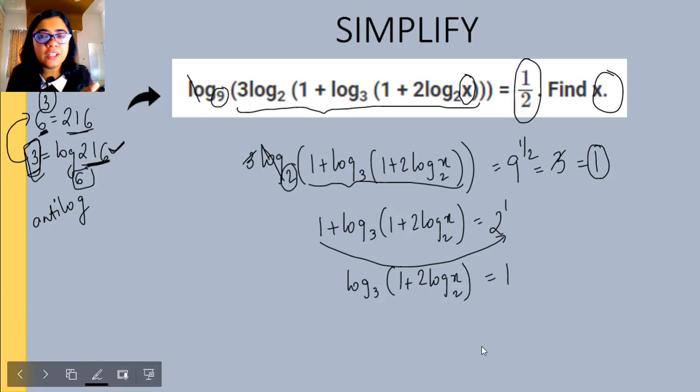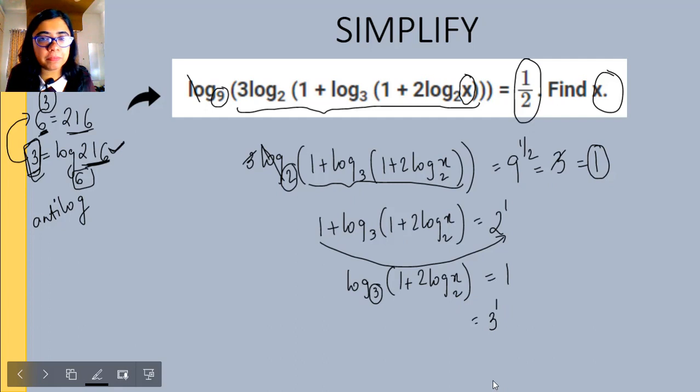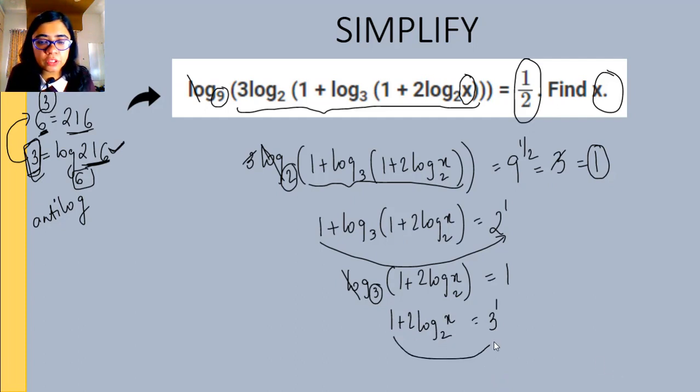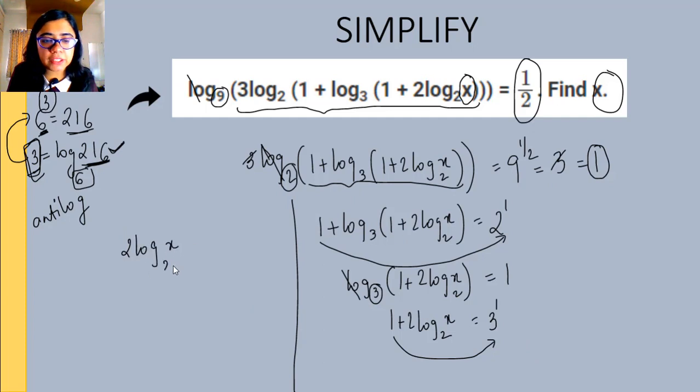वापस anti-log ले लो. Anti-log लोगे तो ये 3 उधर चला जाएगा. ठीक है? This 3 will go on the other side. 1 will go to the power. Log is eliminated and you have 1 plus 2 log x to the base 2. अब ये 1 उधर लोगे तो हो जाएगा 3 minus 1, 2. ठीक है? तो अभी देखो क्या होगा? You will have 2 log x to the base 2 remaining and you will have 3 minus 1 which is 2 remaining. I hope this is clear.